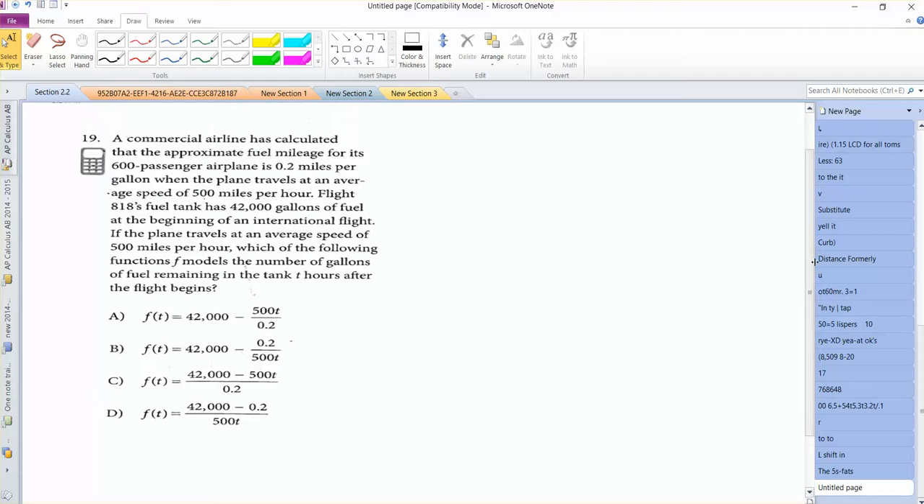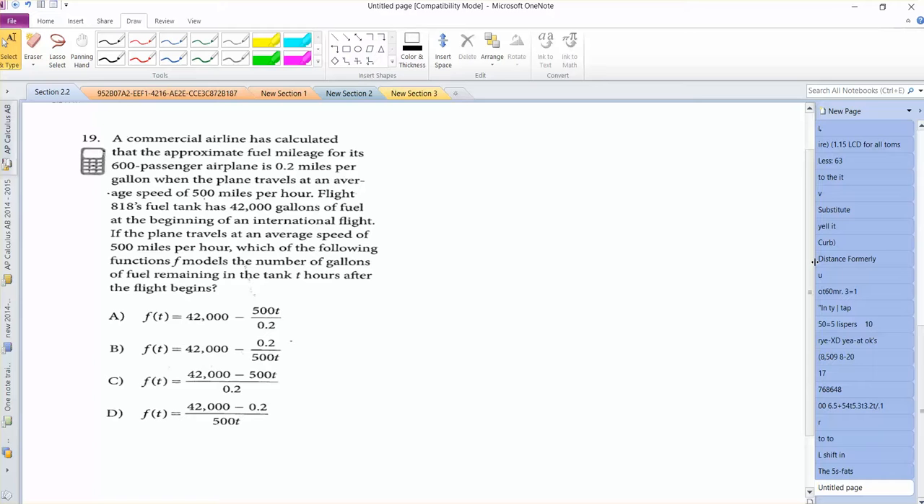Okay. A commercial airline has calculated that the approximate fuel mileage for a 600-passenger airplane is 0.2 miles per gallon when the airplane travels at an average speed of 5 miles per hour. Flight 818's fuel tank has 42,000 gallons of fuel at the beginning of the international flight. If the plane travels at an average speed of 55 miles per hour, which function F models the number of gallons of fuel remaining in the tank T hours after flight begins?